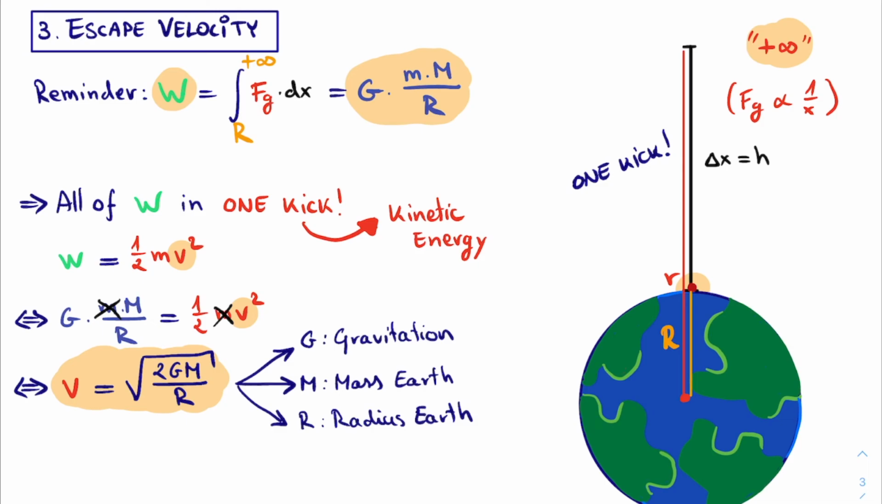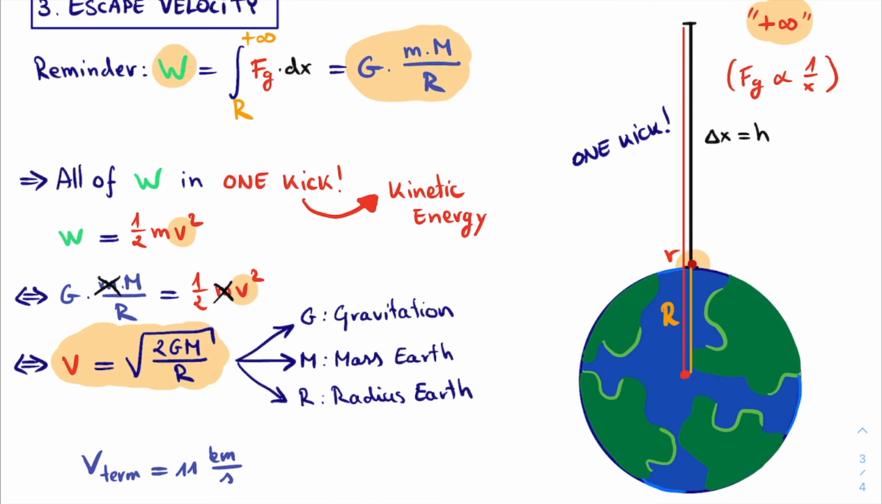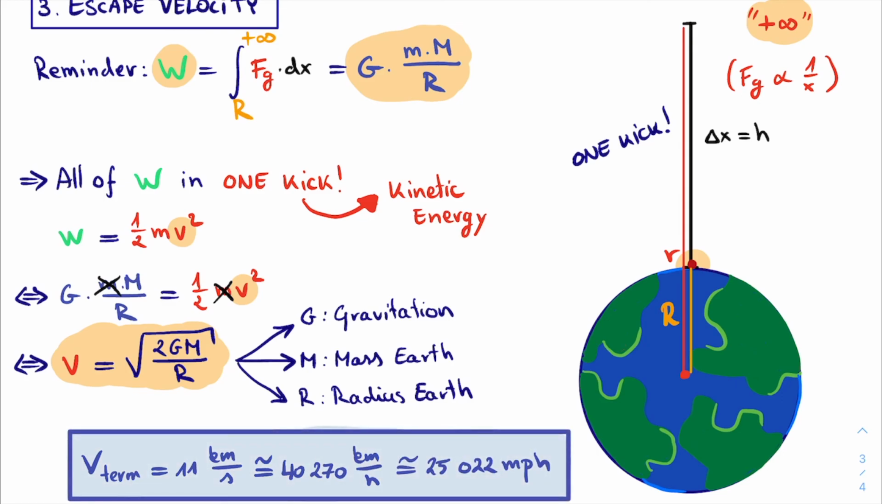And note that all of these properties are unrelated to the object itself. So the escape velocity is a property of the Earth itself, and it will be the same for any object that you can think of. To finish off, we fill in the numbers and conclude that the escape velocity for the Earth is roughly 11 kilometers per second, which is roughly 40,000 kilometers per hour or 25,000 miles per hour.